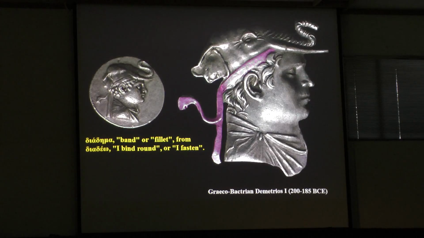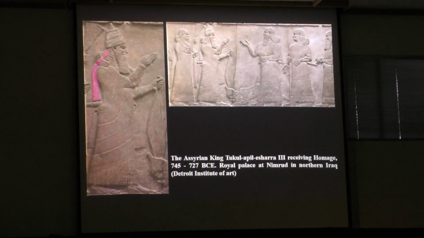Exactly which ancient culture introduced the diadem remains unclear, but by the late 9th century BCE, Neo-Assyrian kings were wearing a ribbon around the base of their turbans. For example, on the relief from the Royal Palace of Nimrud, dated to the 8th century BCE, the Assyrian king Tukulti-Apil-Eshara III receives homage from three courtiers wearing a tall headdress from which emanate long ribbons. A helmeted warrior prostrates himself at the king's feet.